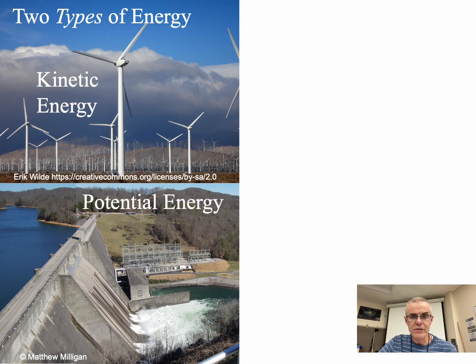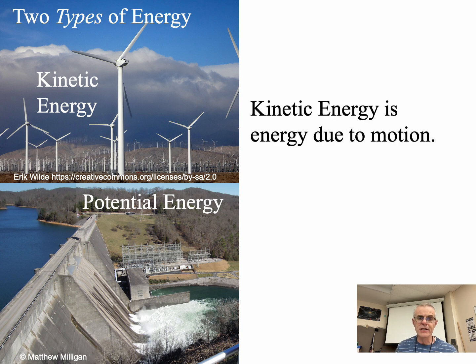Have you heard of those before, kinetic and potential? How do we define these different types? What makes them different? Well, what makes them different is what they are due to. Due to what? Energy due to what is an interesting question. Kinetic energy is in the name. Kinetic refers to motion. Kinetic energy is energy due to motion, so it's energy that's coming from the fact that something is moving.